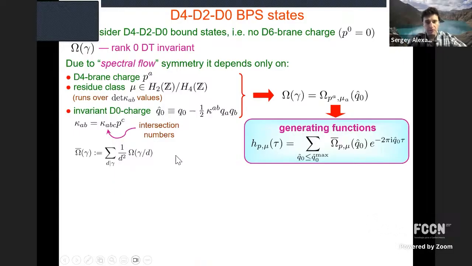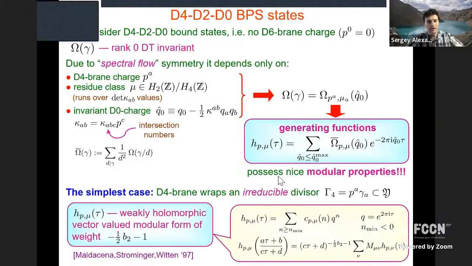And this is because it's expected that once you consider generating functions of these rational values, then these generating functions will possess nice modular properties. I'll explain later where these properties come from and how they look precisely. But at this point, let's just consider the most simple example where a D4 brane wraps an irreducible divisor.